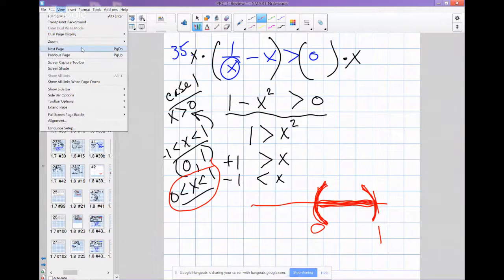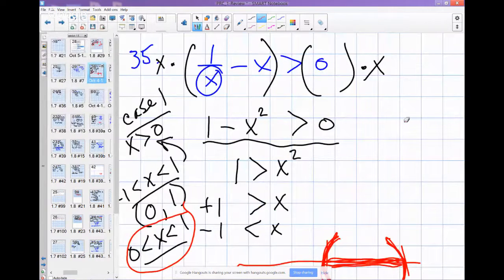Where is that page width? Sorry, guys. There we go. All right, we're back. Well, I'm going to have to leave that for the 1.8 questions.